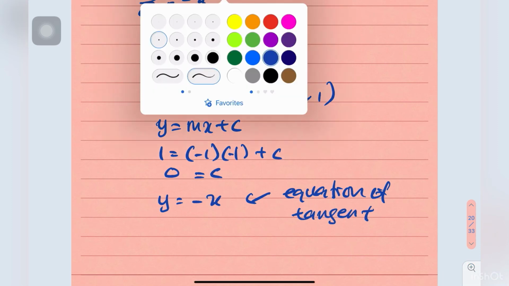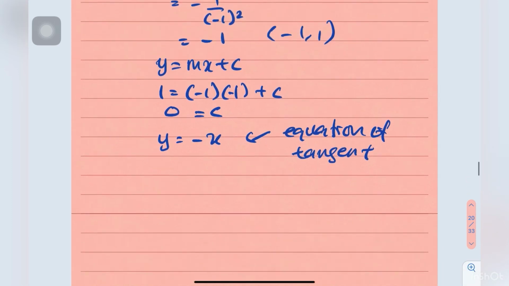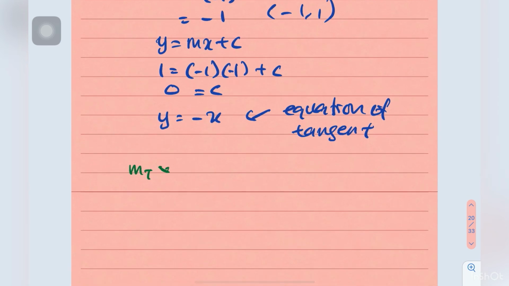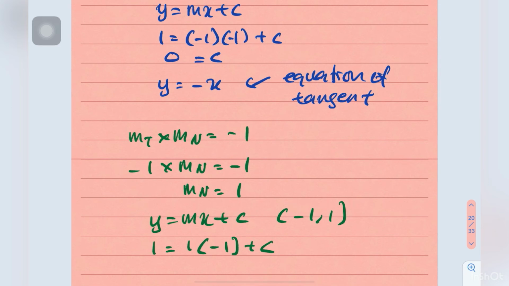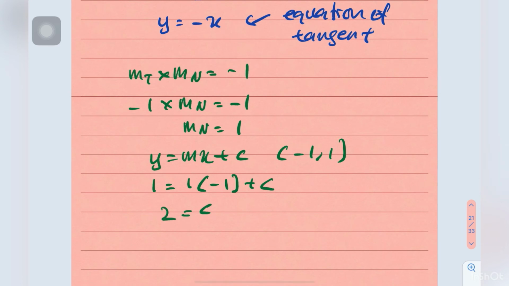Okay, so find equation of normal. Gradient of tangent times gradient of normal is negative 1. Gradient of tangent just now is negative 1, so gradient of normal is 1. So into y equals mx plus c, point negative 1, 1. So y is 1, m is 1, x is negative 1. Careful, okay? So c is 2.